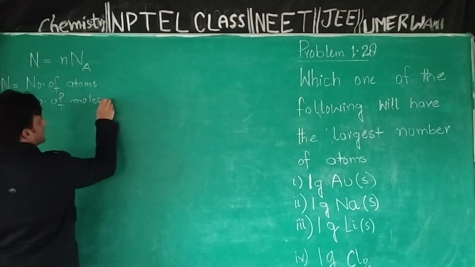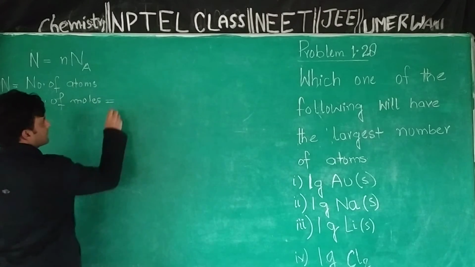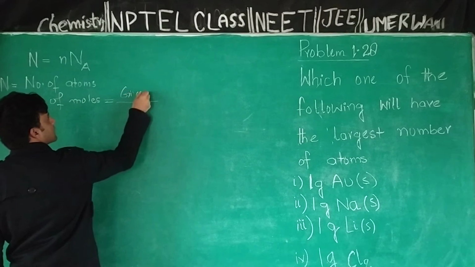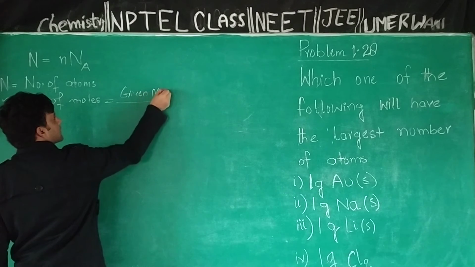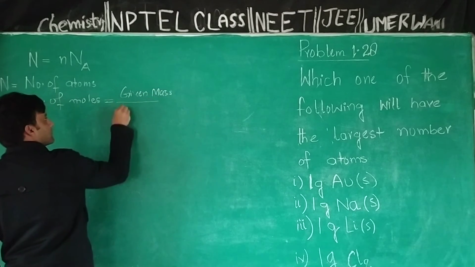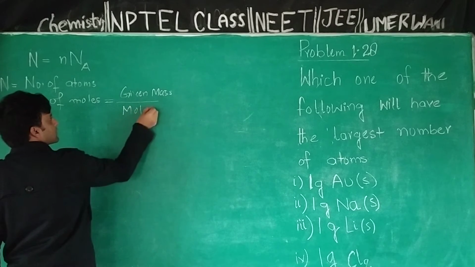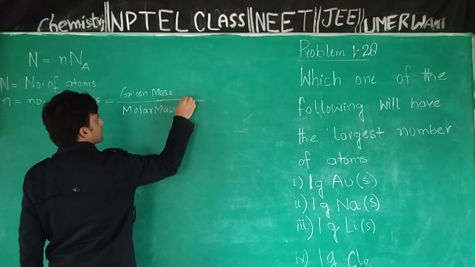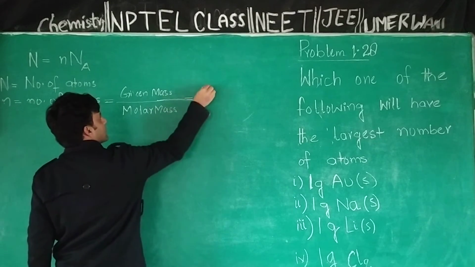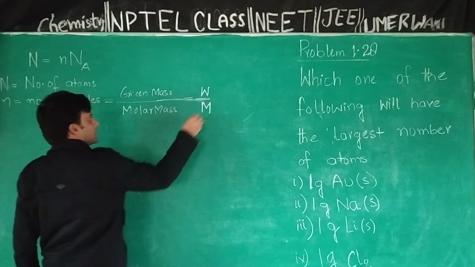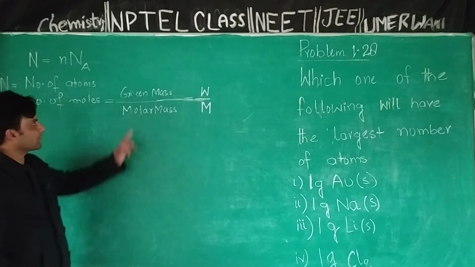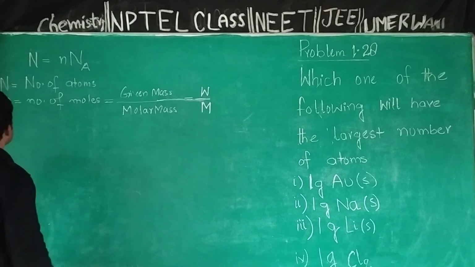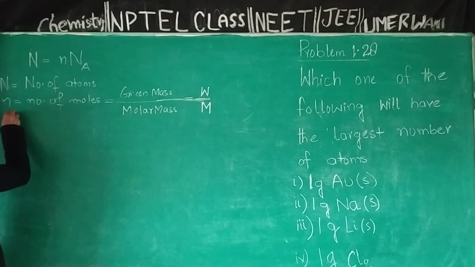and you might be knowing that number of moles is calculated by this formula: given mass by molar mass. Given mass is represented by W and molar mass is represented by M. Capital W here represents given mass of substance and capital M represents molar mass of substance. And Na here is Avogadro number.